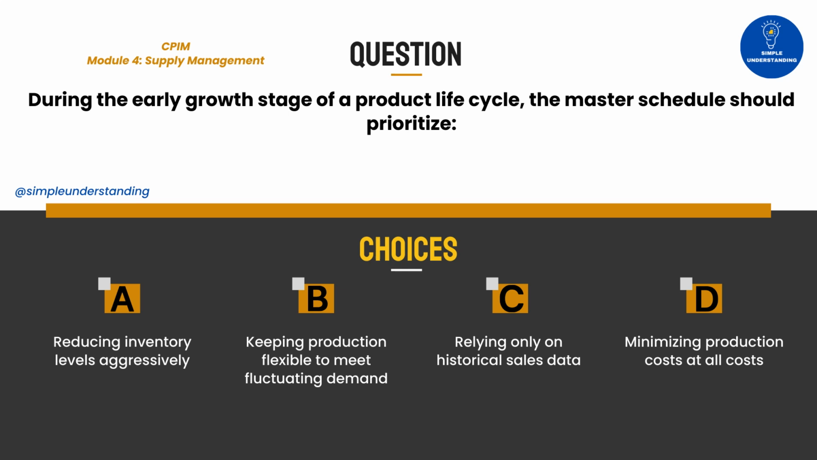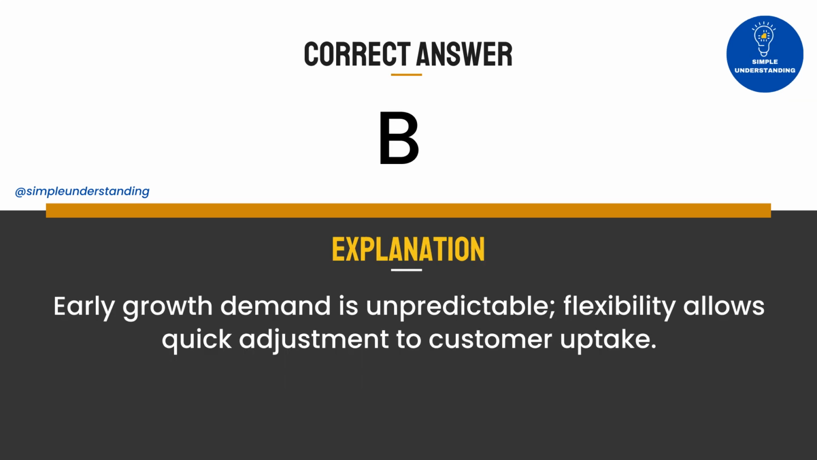Question 15. During the early growth stage of a product lifecycle, the master schedule should prioritize A. Reducing inventory levels aggressively. B. Keeping production flexible to meet fluctuating demand. C. Relying only on historical sales data. D. Minimizing production costs at all costs. Correct answer: B. Explanation: Early growth demand is unpredictable. Flexibility allows quick adjustment to customer uptake.